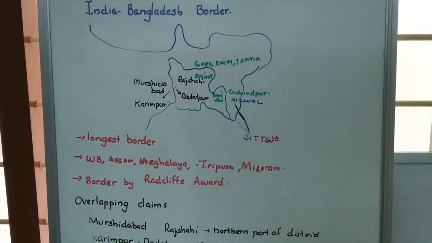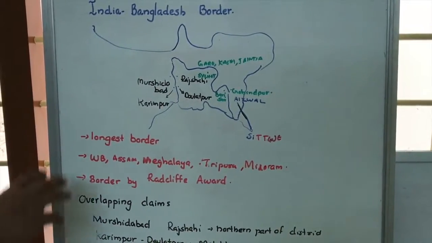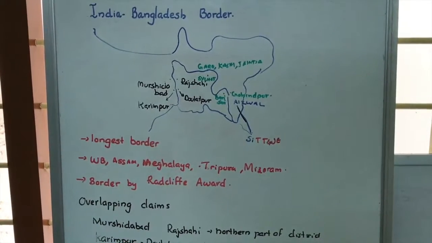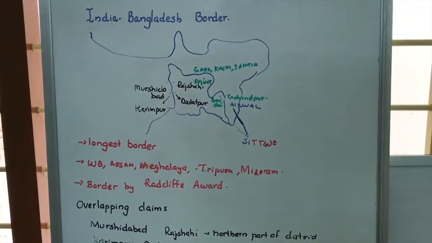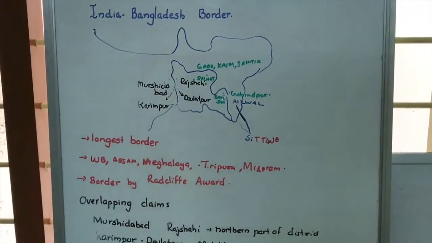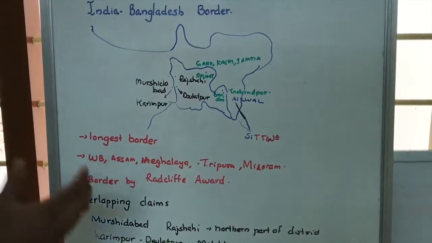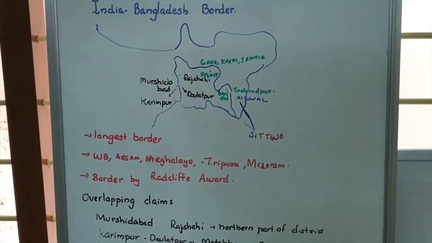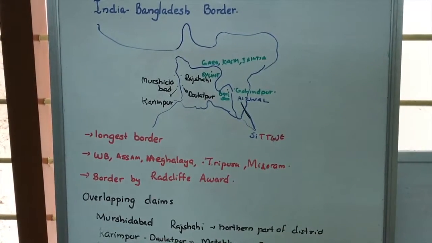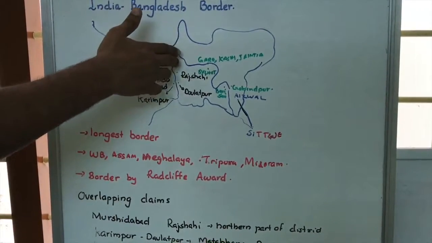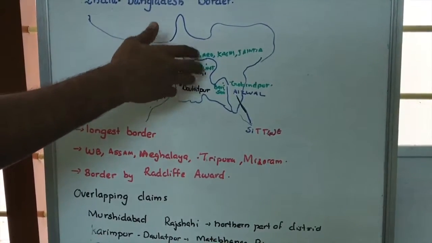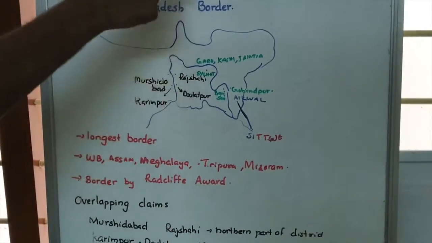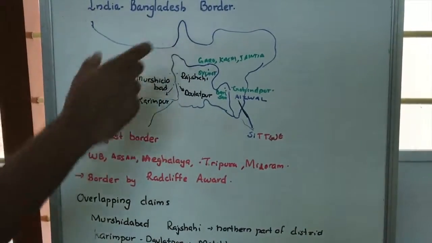The problem arose because the Ganga flowing through that area changed its course for various reasons. It frequently changed its direction, and because of this the border was changing. So at last they came to a conclusion that the northern part of this particular Rajshahi district will be taken as the border, and at last they marked that border correctly.